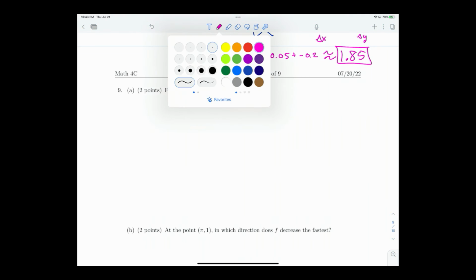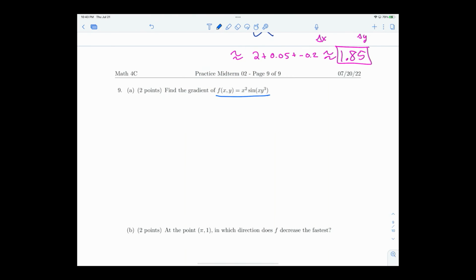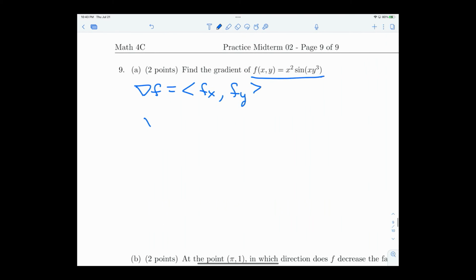All right, so we have a function. We want the gradient. Of course, the gradient of f is by definition, you put fx in the first spot, you put fy in the second spot. So we just need those partial derivatives. So the partial of this function with respect to x, we need the product rule, right? Because there's x's here and x's here. So we use the product rule there.